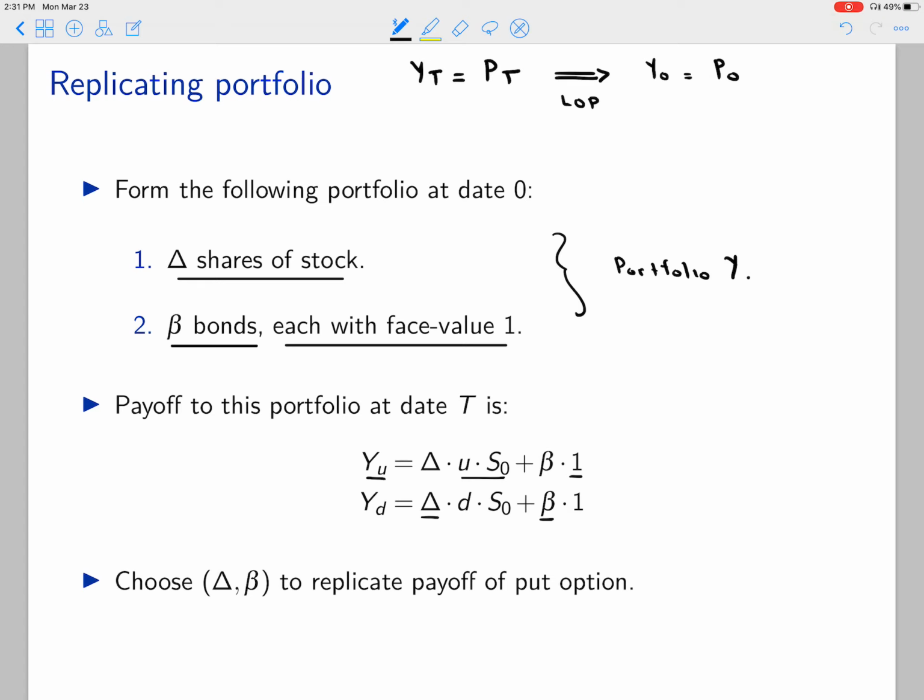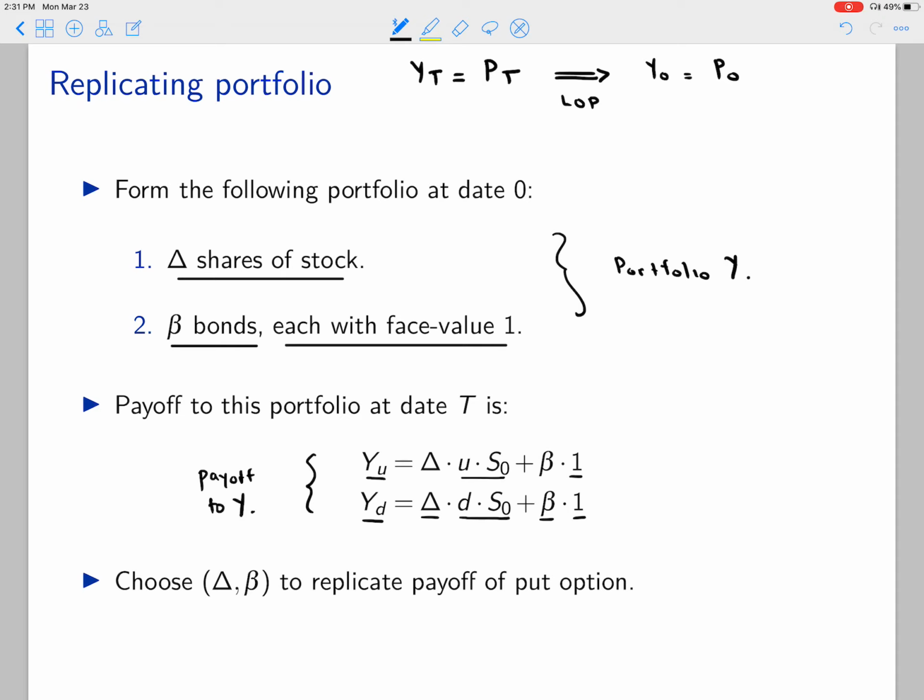In the downstate, we still own delta shares and beta bonds. This time the stock price is going to be different. It's going to be S sub D in the payoff. Okay, and the bond price is going to stay the same as Y. Thus the payoff to the portfolio in the downstate, Y sub D, is equal to the number of shares we own times the price of the shares, delta times S sub D, plus the number of bonds we own, beta, times 1, which is the face value. Okay, so Y sub U and Y sub D describe the payoff to the portfolio Y.